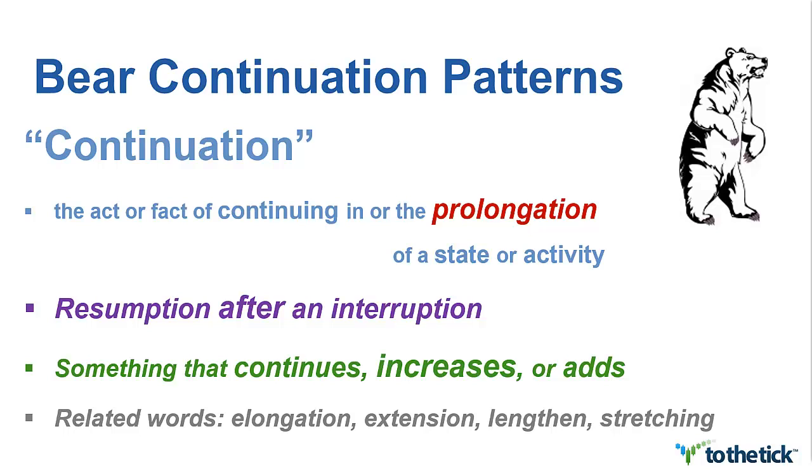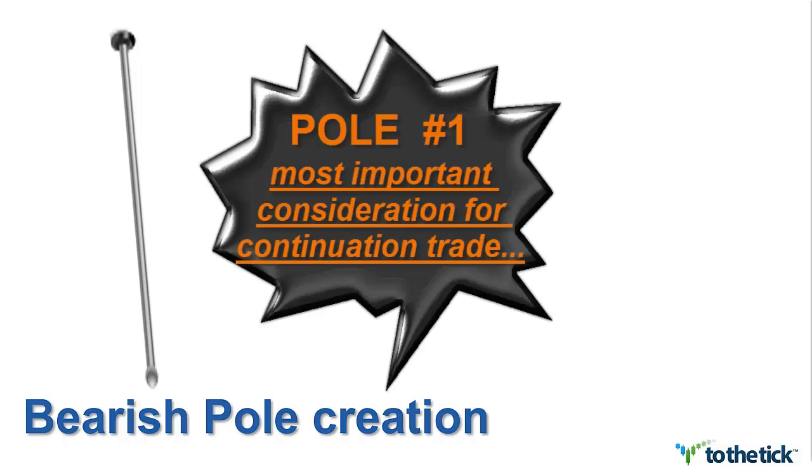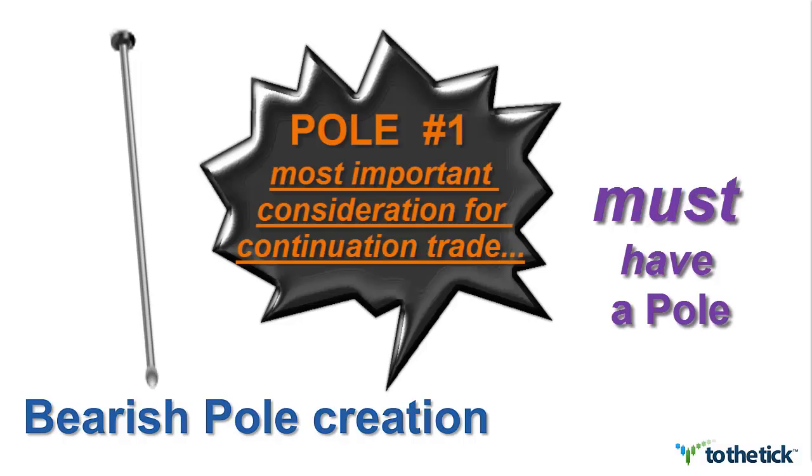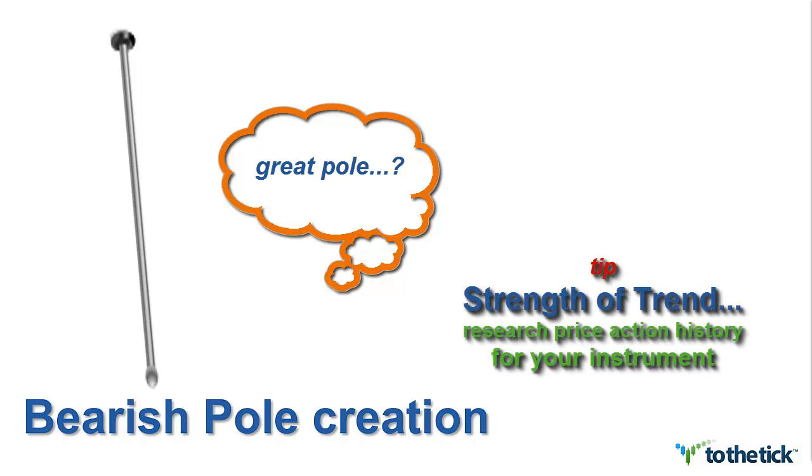Now first, we have to start with the pole. The pole, visually, when we look at price patterns, it represents the drama. It's the most important consideration for a continuation trade. It is the must-have for every continuation pattern, bullish or bearish. You must have a pole. You want the pole pointing straight down, which it's doing here to represent bearish activity.